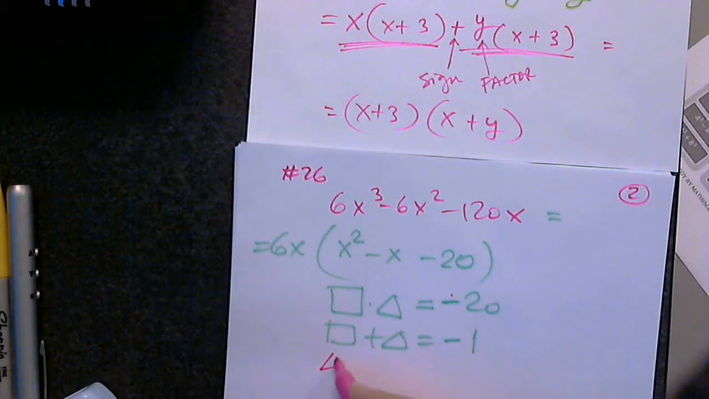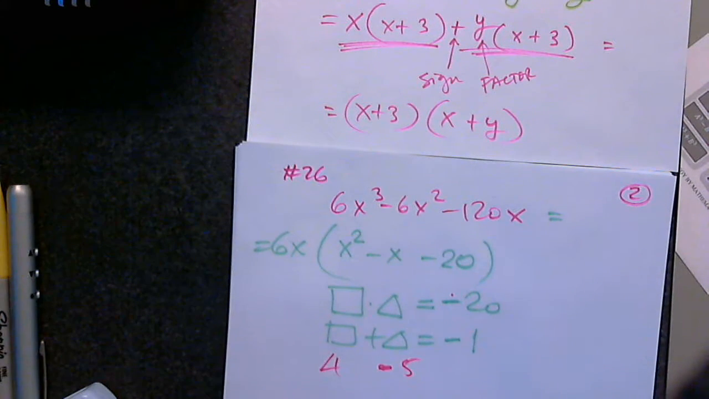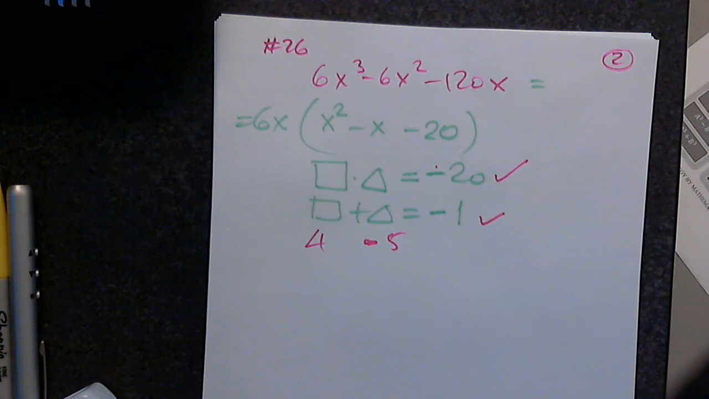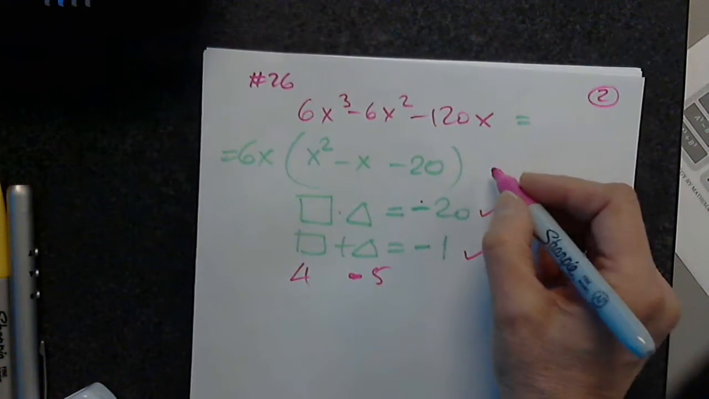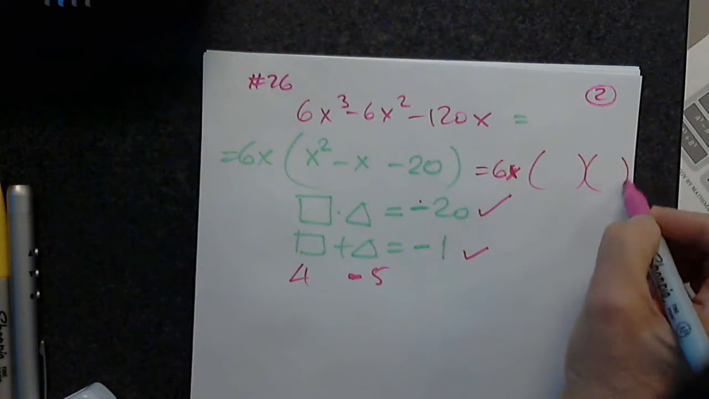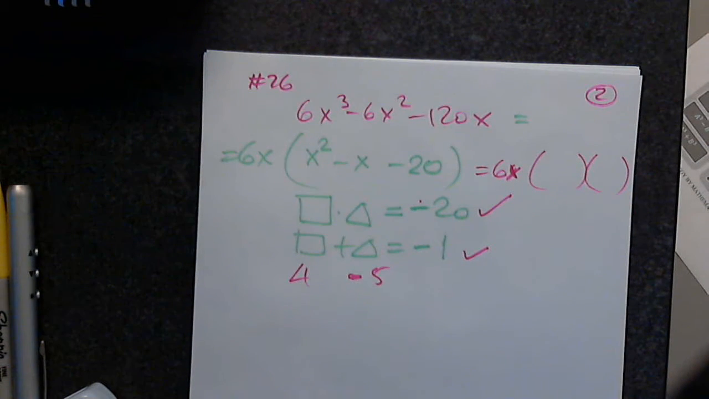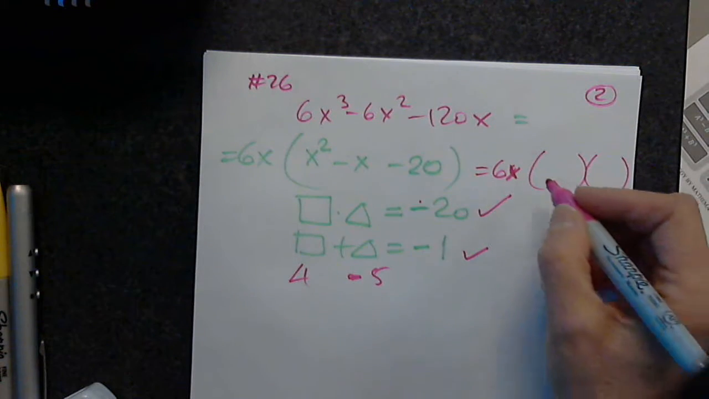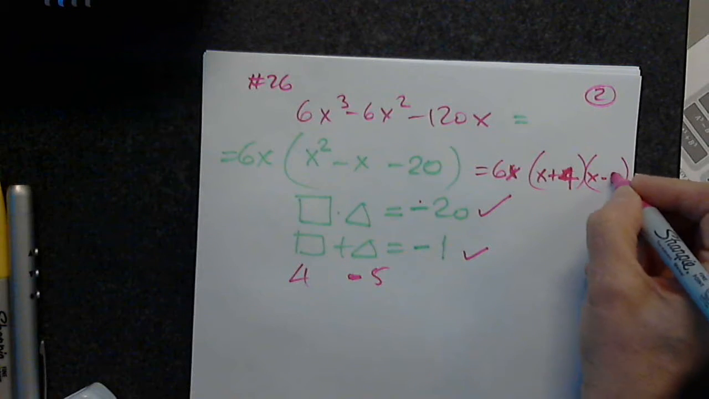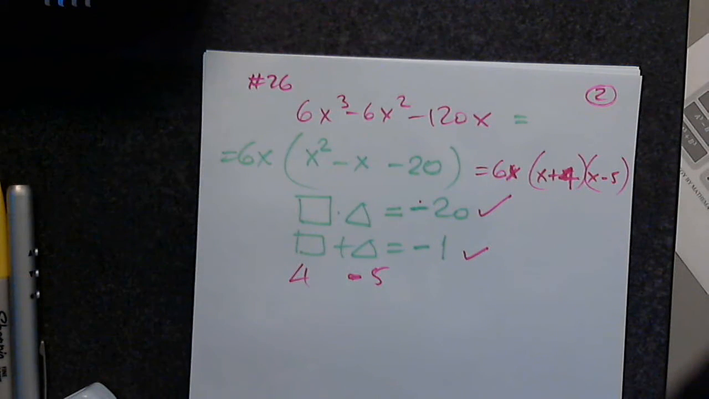Positive 4 and negative 5. We agree with positive 4 and negative 5? Both conditions have to be fulfilled. The product is indeed negative 20, and the sum is indeed negative 1. Therefore, now I will write 6x because I have to copy these two. And then what do I write in parentheses? x plus 4, x minus 5. That's it. Any questions?